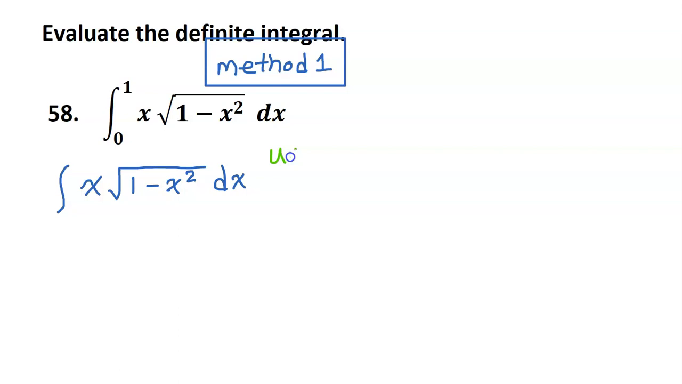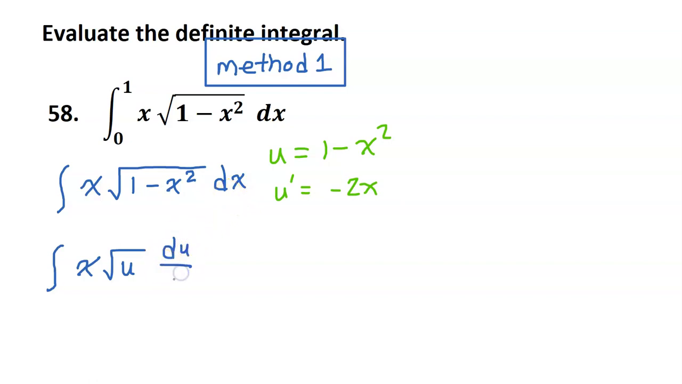Let's let u equal the stuff under the radical. So u equals 1 minus x squared. That means u prime will equal negative 2x. Doing the substitution gives us this, but instead of dx, we write du over u prime. So du over negative 2x.